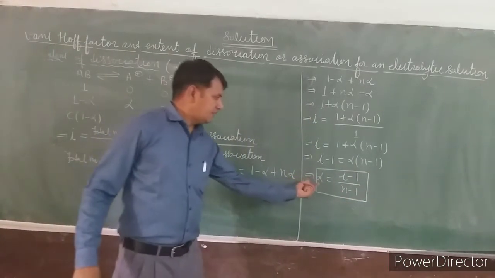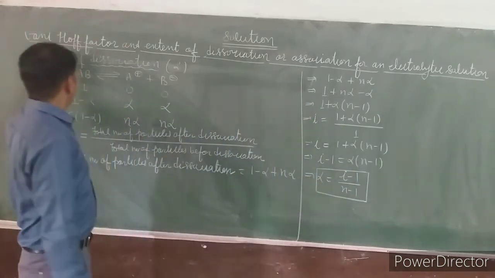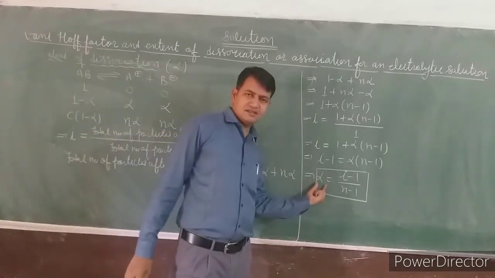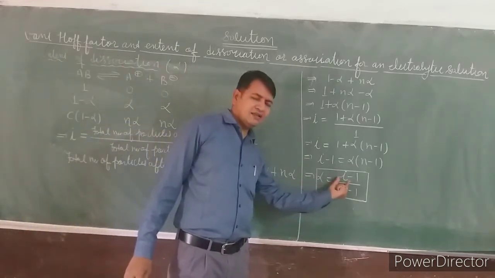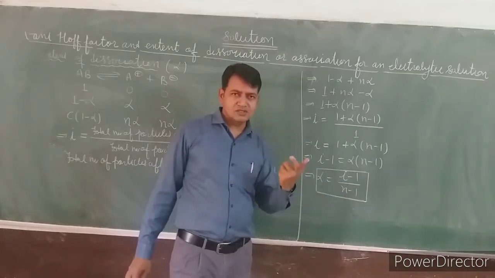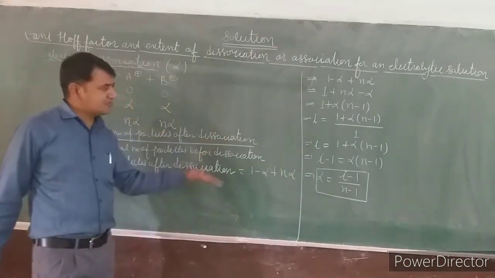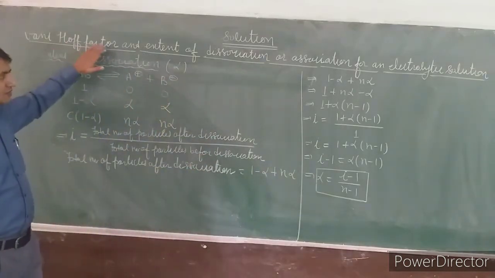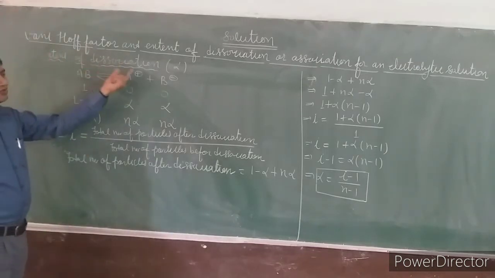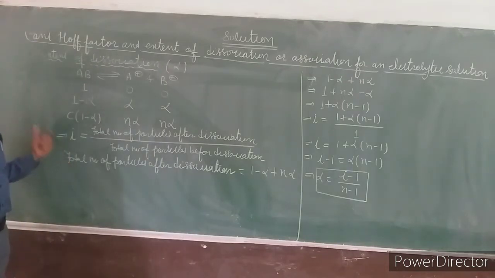This is the degree of dissociation with the help of Vant Hoff factor. In this formula, alpha is the degree of dissociation, i is the Vant Hoff factor, and n is the number of moles or particles before dissociation. So in this manner, with the help of Vant Hoff factor, we can find out the extent of dissociation, which is known as alpha. So this is the first part of this topic.